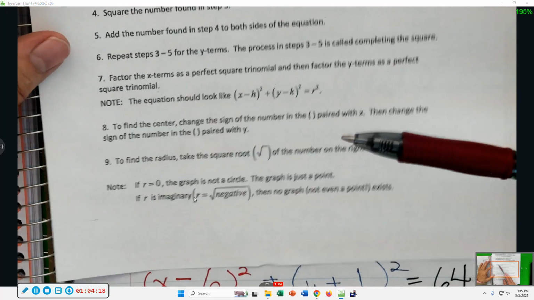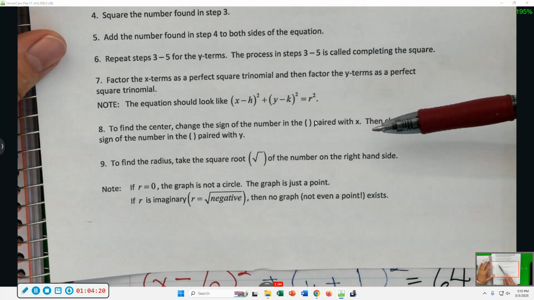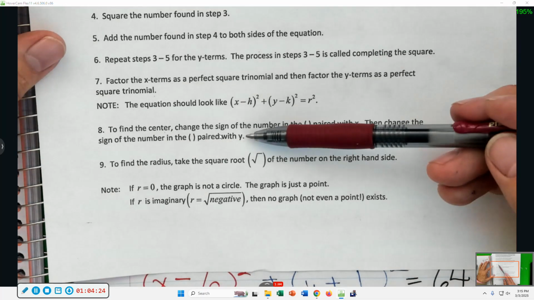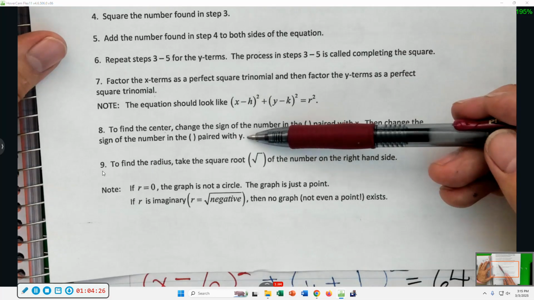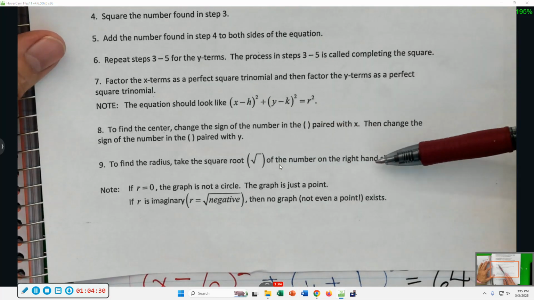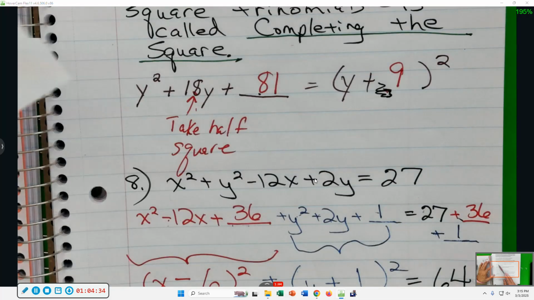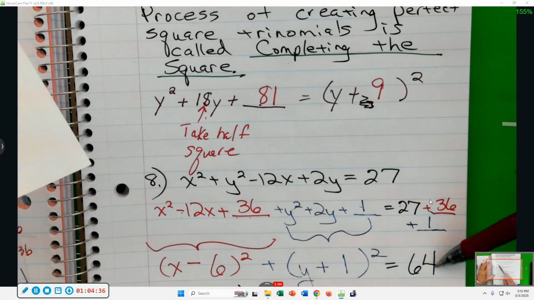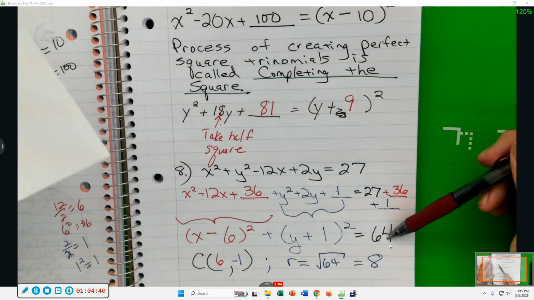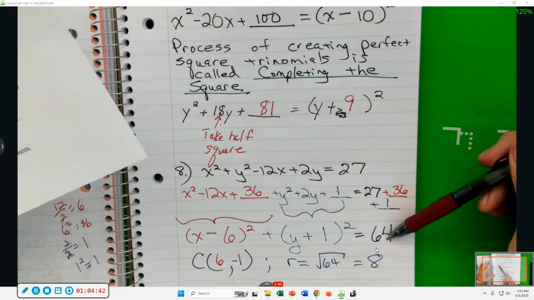Okay. To find the center, change the sign of the number in the parentheses paired with x. Change the sign of the number paired with y. We know that. Number 9. To find the radius, take the square root of the number on the right-hand side. And so far, that number on the right-hand side has always been a positive number. If it's a circle, it has to be a positive number.